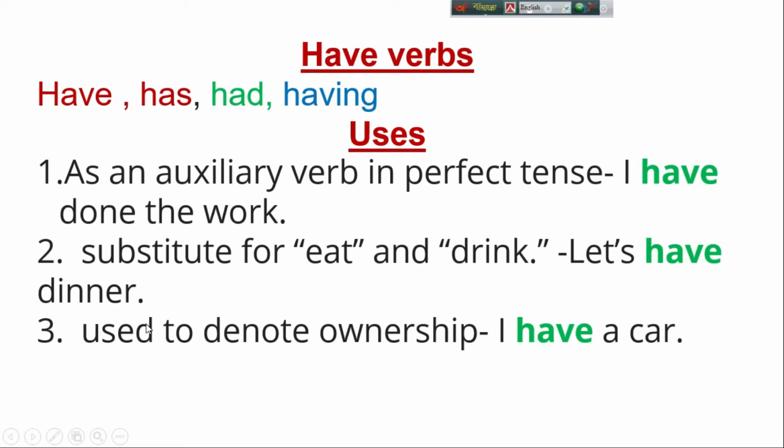Number 3. Have verbs are also used to denote ownership. For example, I have a car. Have is the main verb here. We use have to denote ownership. I have a car, so it is the ownership.